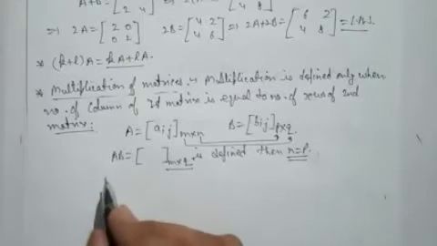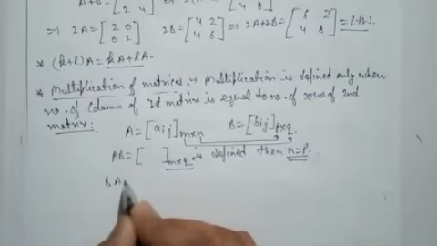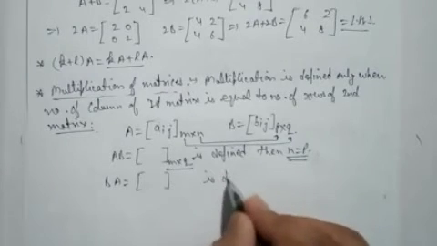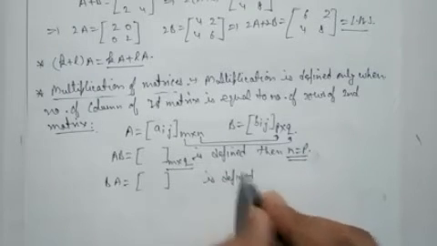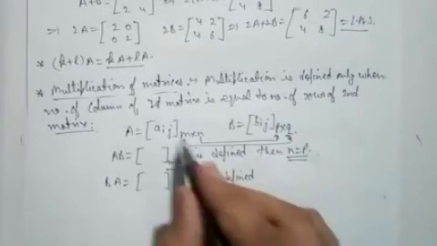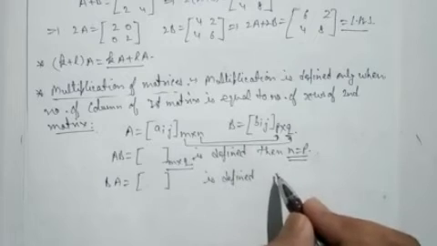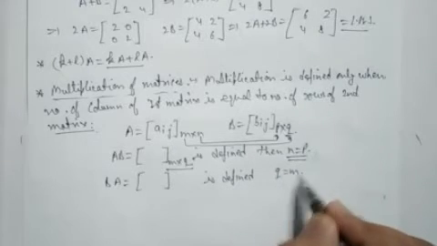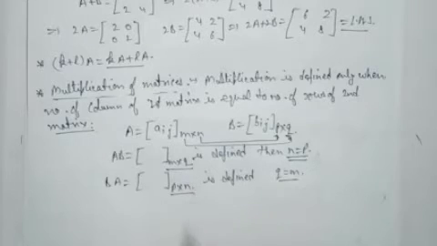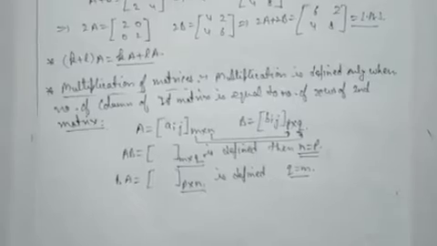Clear? If BA is defined, then for BA the first matrix is B, so Q equals the rows of the second matrix, Q equals M, and the resultant will be P cross N. Clear? Let me take one example for multiplication.